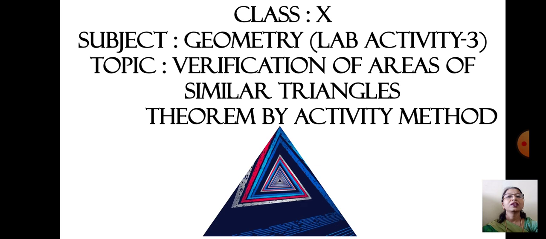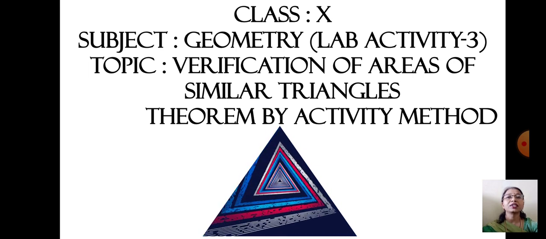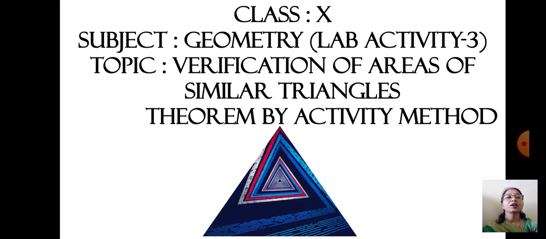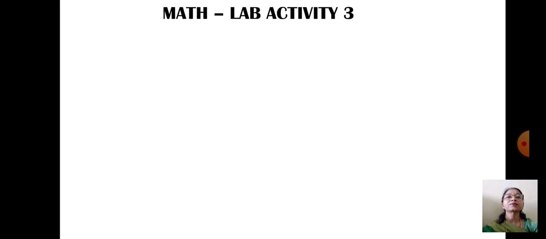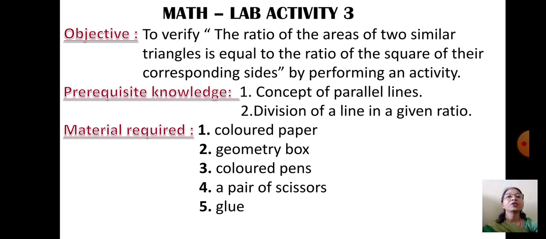So for this, let us see the aim, objective, material required, procedure, all these things. So here is the objective: to verify that the ratio of the areas of two similar triangles is equal to the ratio of the squares of their corresponding sides by performing an activity. So under the heading objective, you will write the statement of that theorem and say by performing an activity.